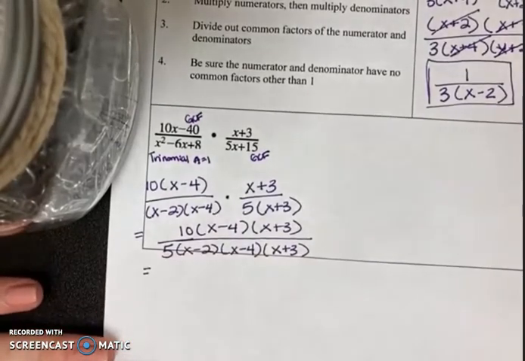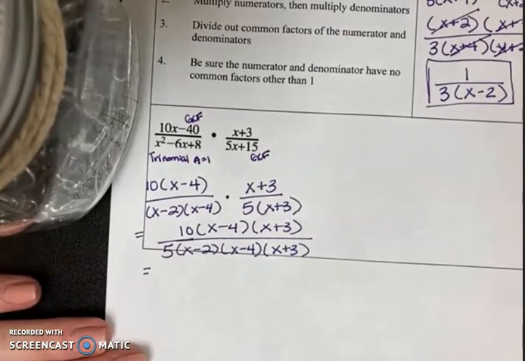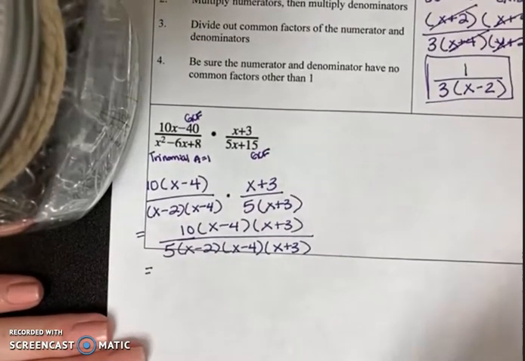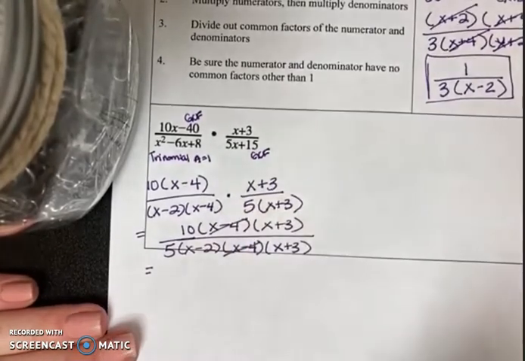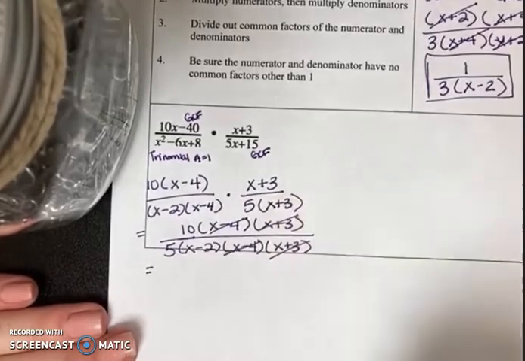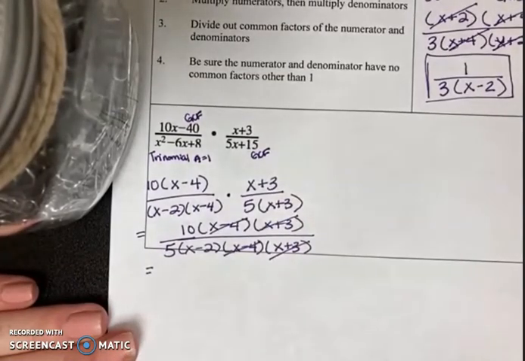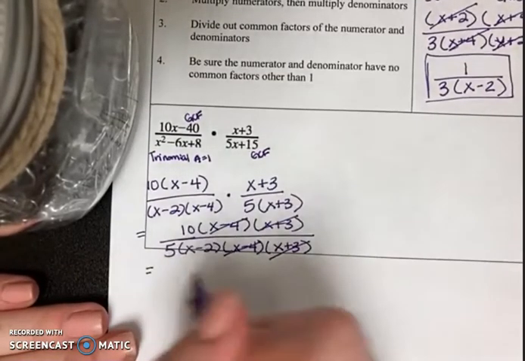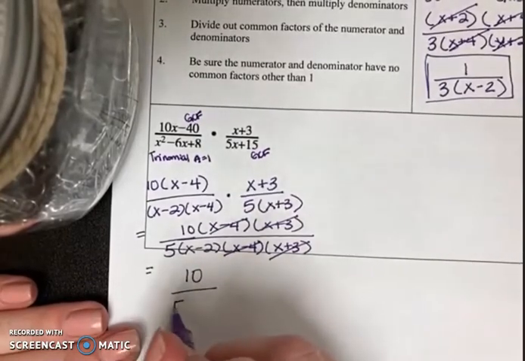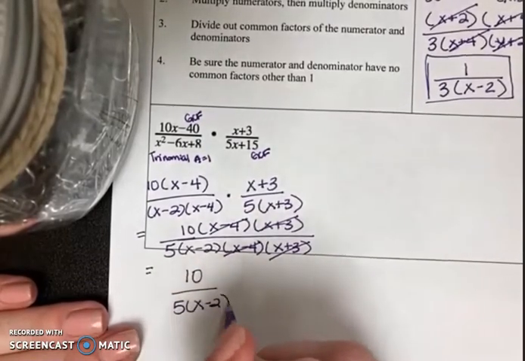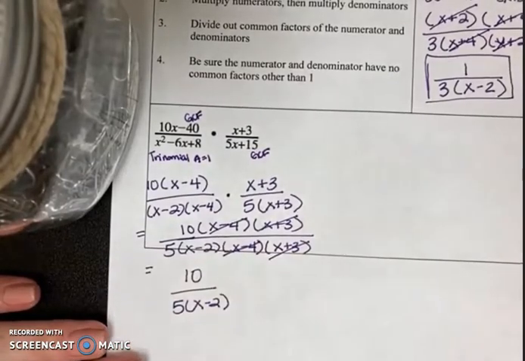Now, let's go ahead and cancel out any common factors of the numerator and denominator. So I can see that I have an x minus 4 that can cancel and an x plus 3 that can cancel. And we would like to simplify what remains. So I now have a 10 over 5 times x minus 2. Step 4 is just saying, okay, have I simplified all the way? And the answer is no.